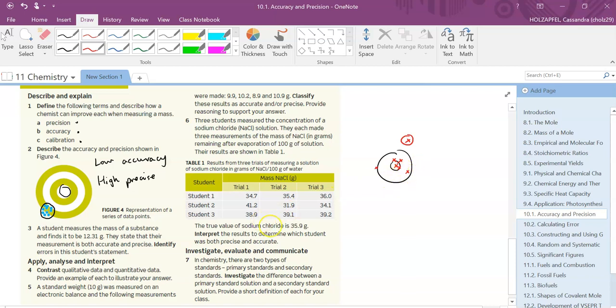Okay, contrast qualitative and quantitative data. Provide an example of each to illustrate your point. Again, this is one that I want you to define, so I'm not going to answer that question for you. But let's have a look at question 5 here.